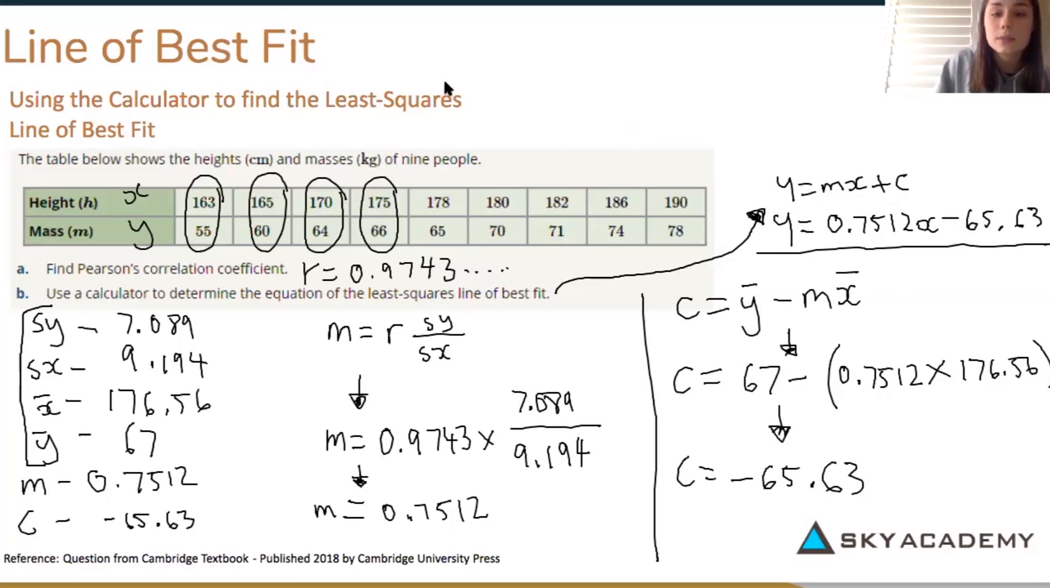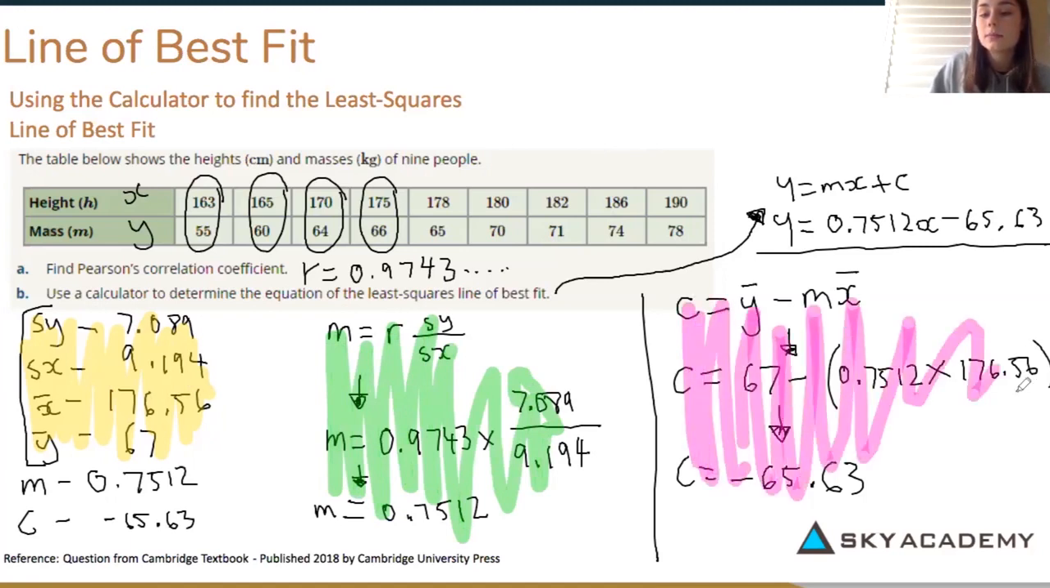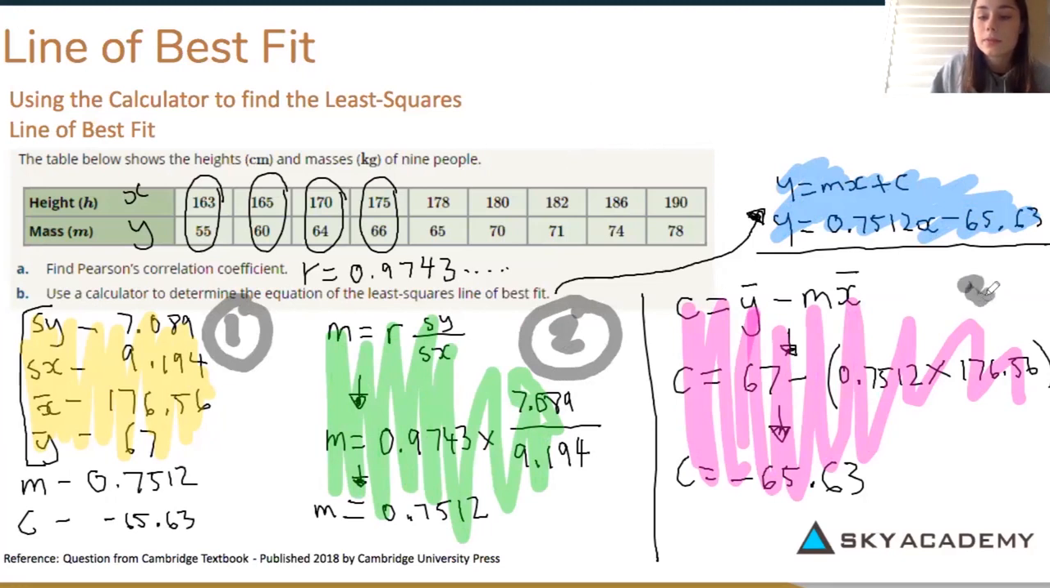So these are our steps. I'm just going to quickly run through them. The first step would be to solve for these by putting the table of values into your calculator and then finding those 4 values. Our second step would be to find m. And our third step would be to find the y-intercept. And then finally, our final step is to sub m and the y-intercept into the final gradient intercept form equation. Step 1, step 2, step 3, and step 4.